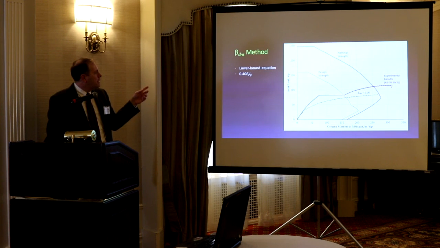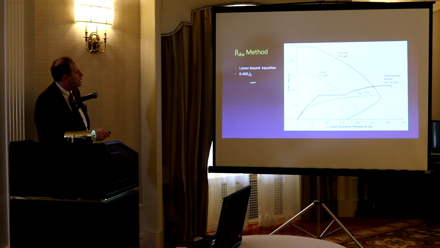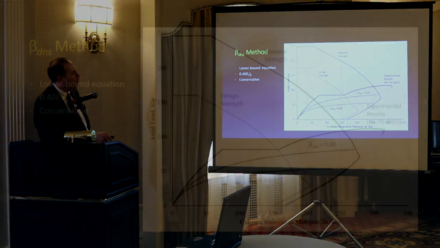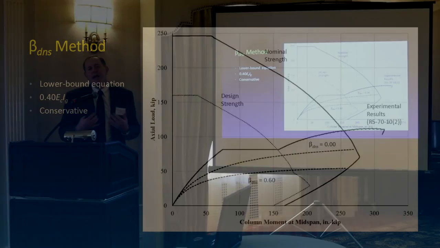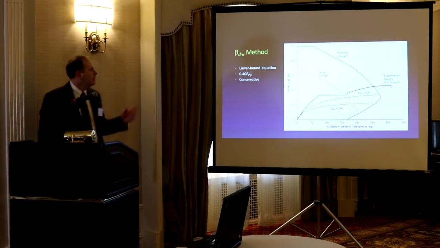Let me show you beta DNS here. This is using the 0.4. So 0.4 EI, again, it's going to be conservative by ACI. And then if you take the 0.6, which they're doing, you get way lower, in terms of that behavior. So again, conservative is safe. But if we want to really push slender columns a little more to what their capacities are, we're really not able to make them as slender as we probably can.